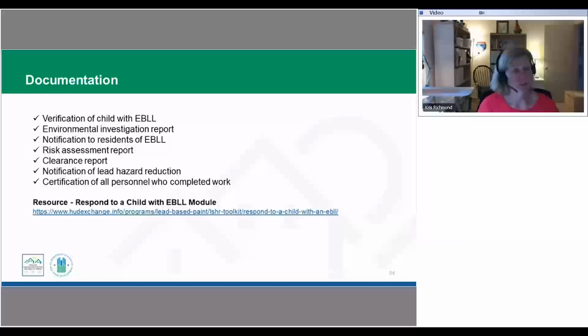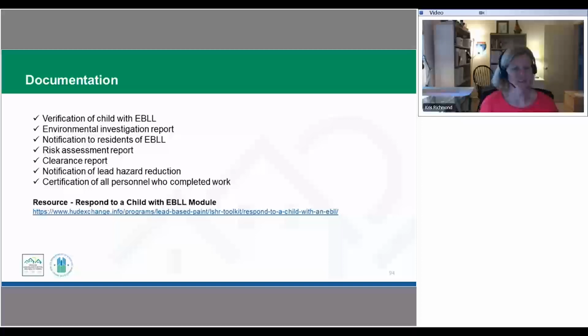that's our index unit, they would receive a notice of evaluation after that EI had been conducted. If it was discovered that the child has EBLL because of our unit, we need to do risk assessments of all of our other coverage units, so we would have copies of the risk assessment report. We would have copies of the notice of evaluation that were provided to all of our other coverage units, copies of clearance reports from work being done, copies of personnel who completed our lead hazard reduction work. So a lot of documentation is required.